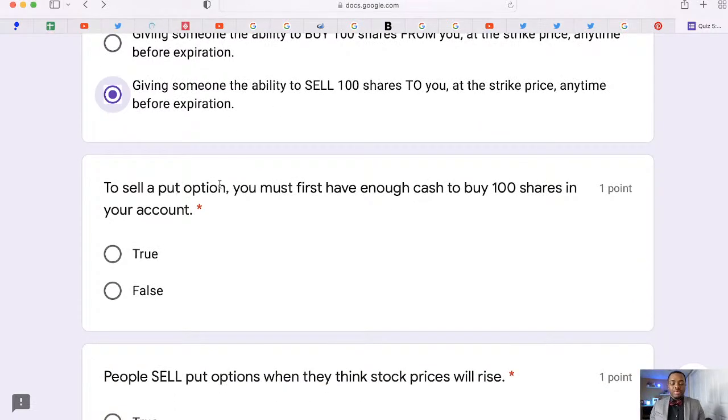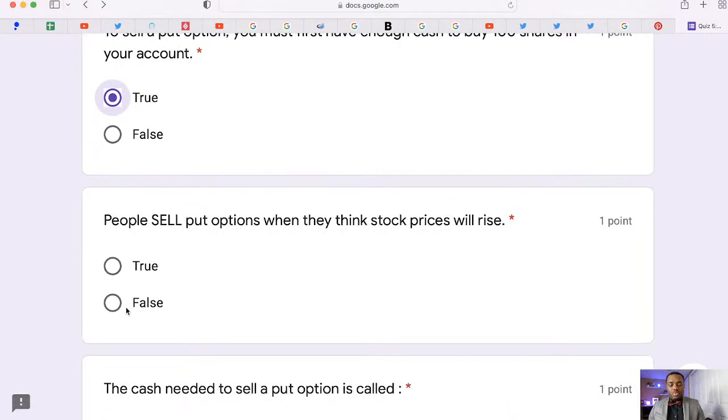To sell a put option, you must first have enough cash to buy 100 shares in your account. So 100 shares of any security, any stock, right? Apple, Google, Ford, any one of them. If you wanted to sell a put option, generally speaking, you need the cash to buy 100 shares in your account. This is true. So people sell put options when they think stock prices will rise.